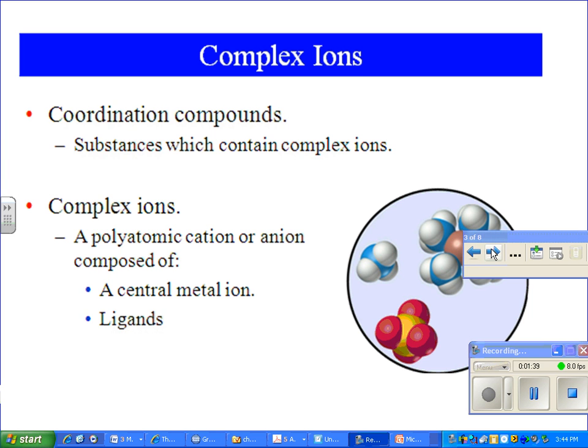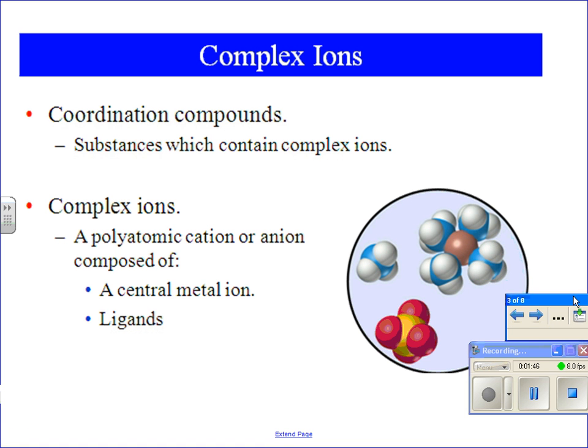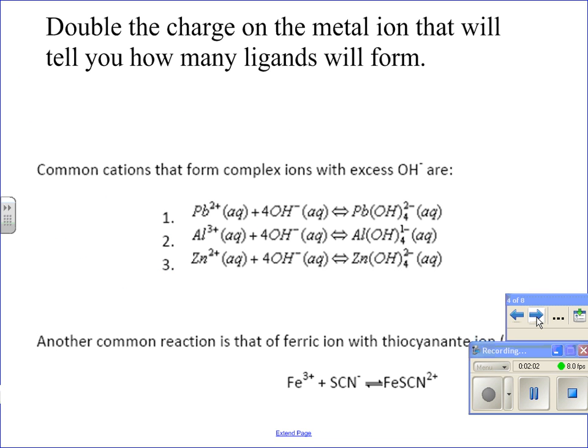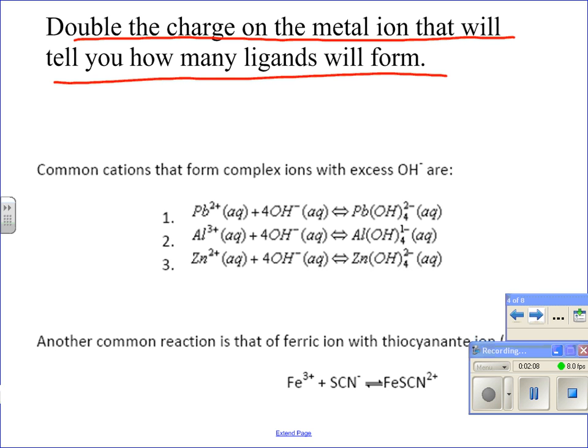So let's take a look. What's happening on a molecular level is you're basically just taking a metal right here and surrounding it with a bunch of different ions. Complexation is basically what it is. So you have a central metal ion. Ligands are the ones that form around it, kind of like Justin Bieber getting surrounded. So if we look, double the charge on the metal ion, that will tell you how many ligands will form.